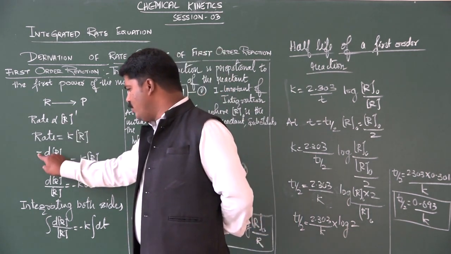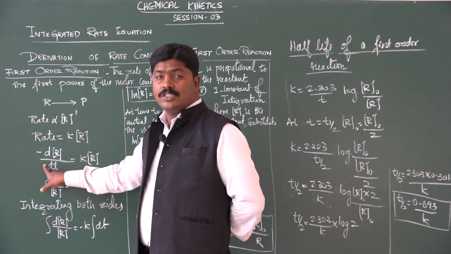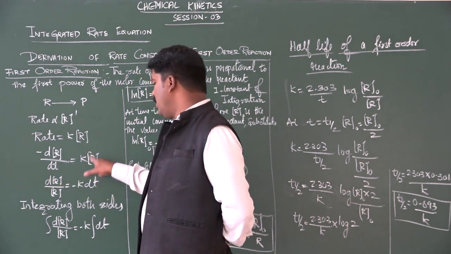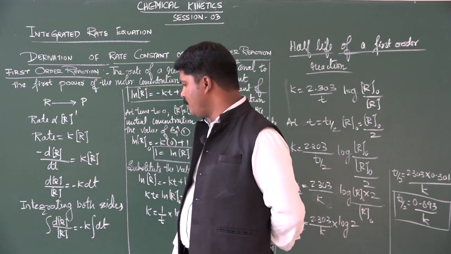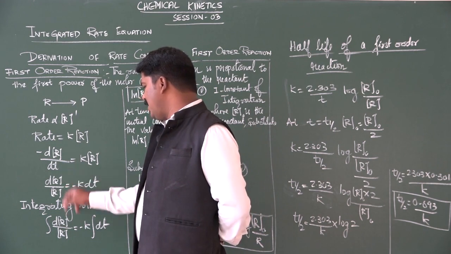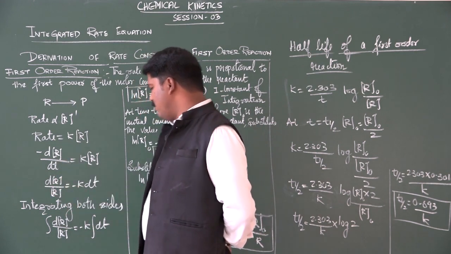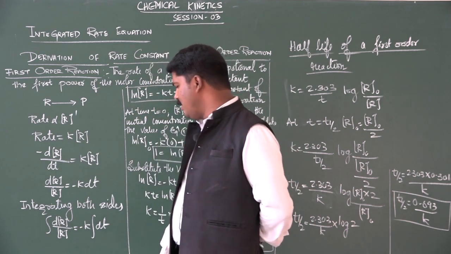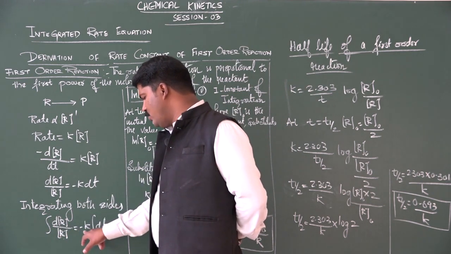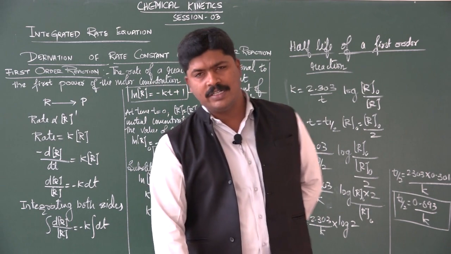Now, rate is equal to minus dR by dt. The definition says decrease in concentration of the reactant. Minus dR by dt is equal to k into the molar concentration of R. Now, transposing the minus sign, cross multiplying dt and bringing R, the same term, dR by R is equal to minus k dt. Integrating both the sides, integration of dR by R is equal to minus k, integration of dt, because a constant cannot be integrated.